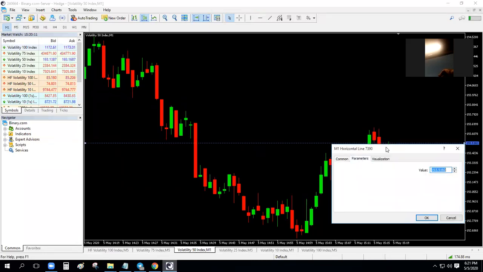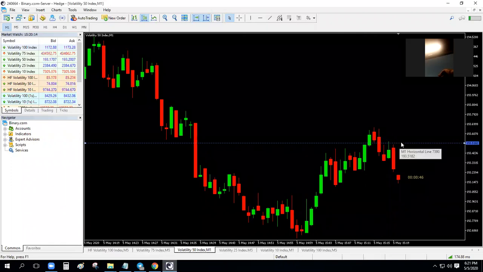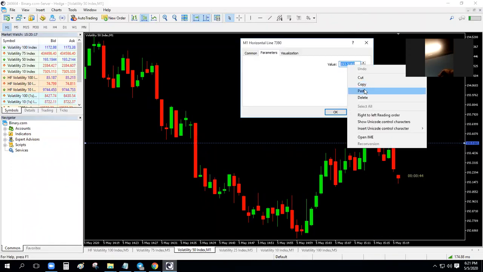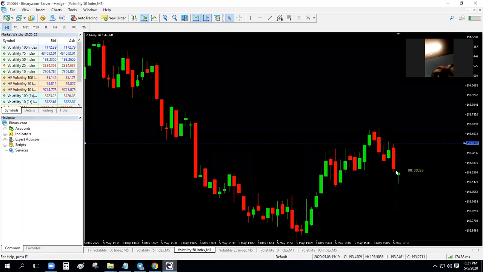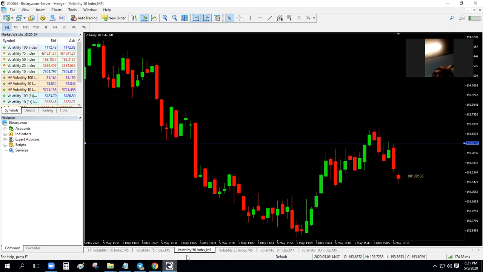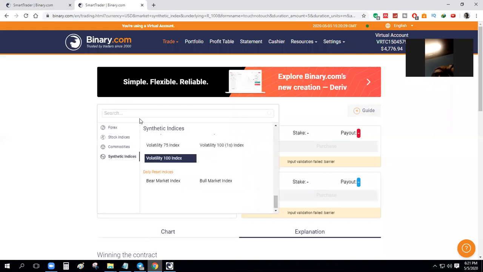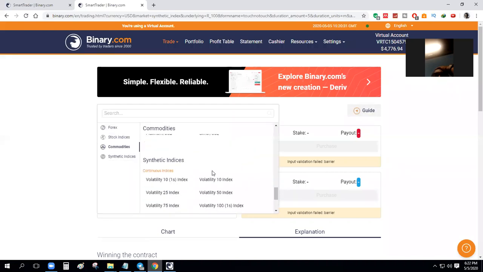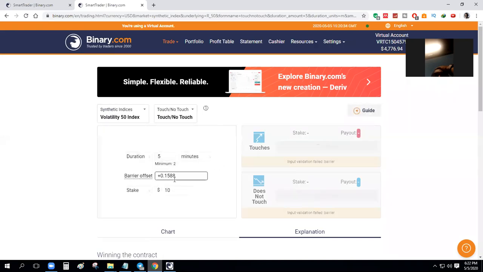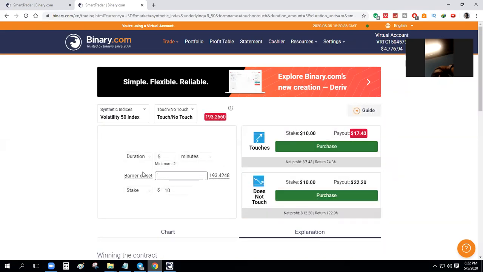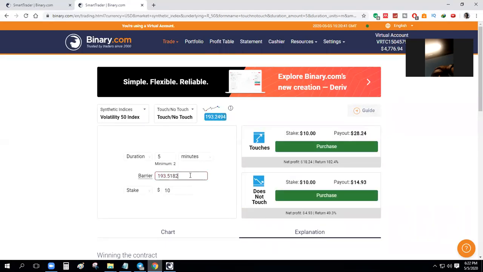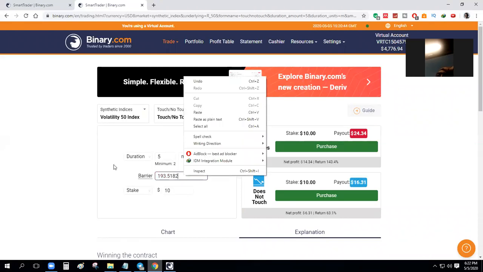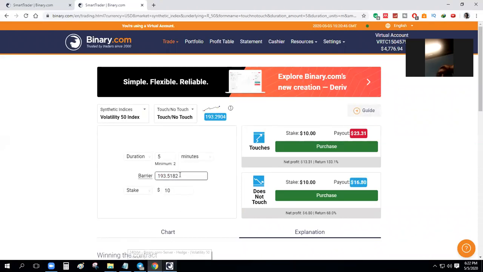I just want to show you how to place a trade. After you put a line above the wick, you will copy that value, the parameter. Remember, the candle just closed, so you don't just trade. You trade when the candle has closed. Then you proceed. This is volatility 50. You go to your browser. You look for volatility 50, which is here. Now, the value you copied, this is where you paste it. You can use your Control V, or you can use right click and paste.